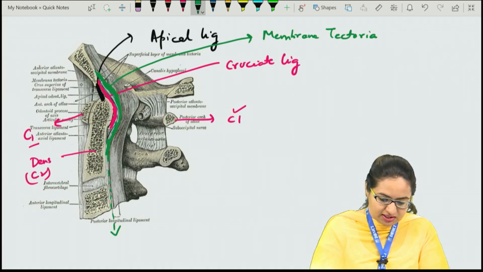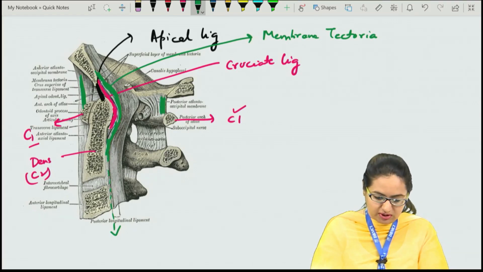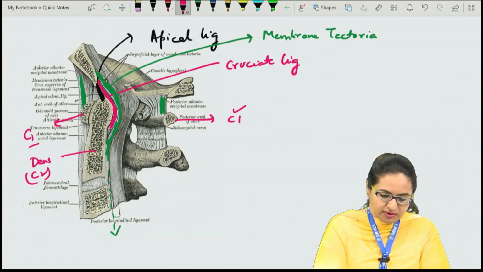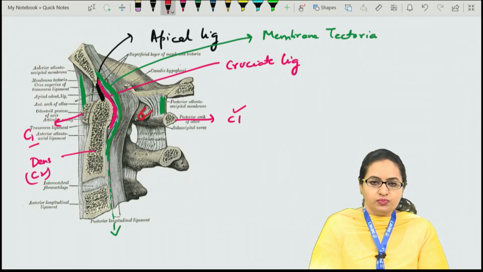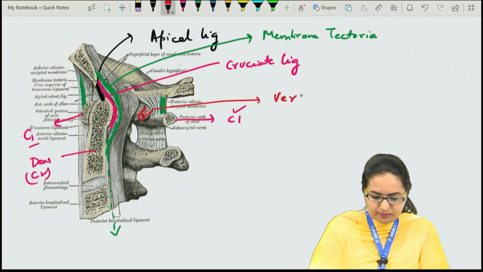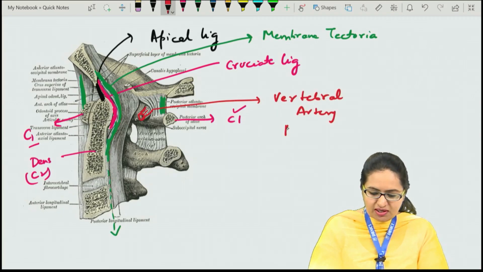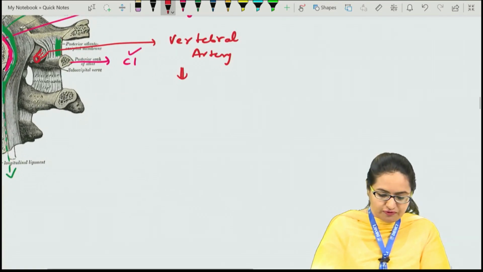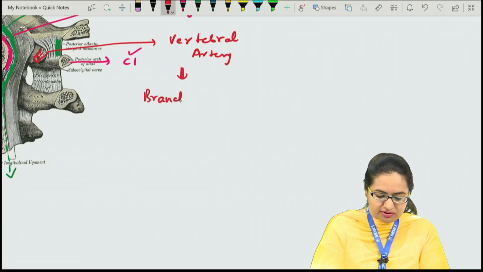Apart from this, anteriorly we have the anterior atlanto-occipital membrane, and posteriorly we have the posterior atlanto-occipital membrane. Now when we talk about the vertebral artery, we can visualize an artery passing through this posterior atlanto-occipital membrane. This is the vertebral artery. It is a branch of the subclavian artery, and to be more specific, a branch of the first part of the subclavian artery.